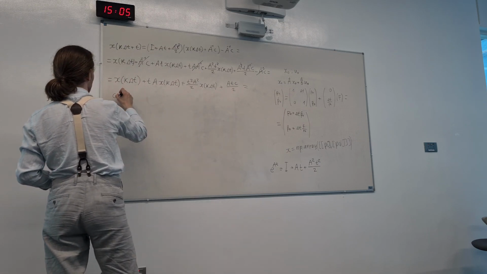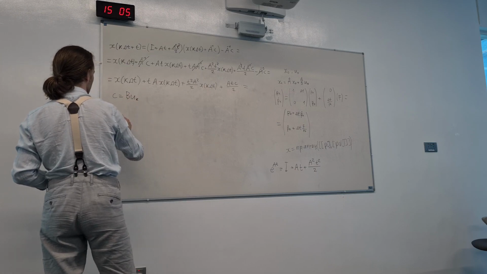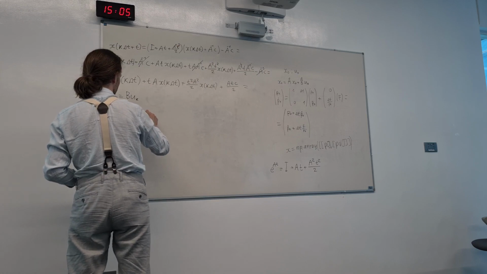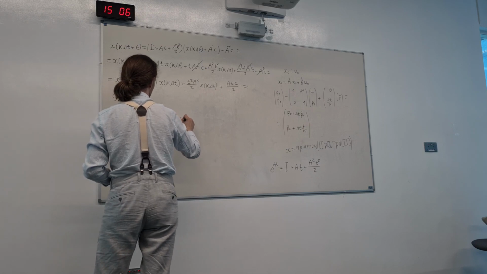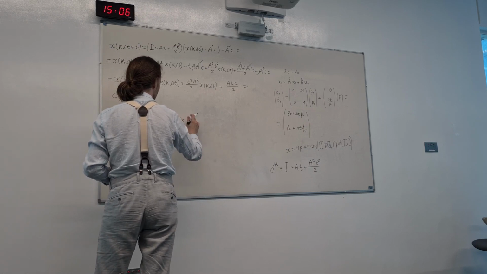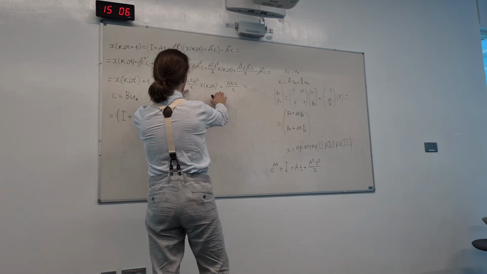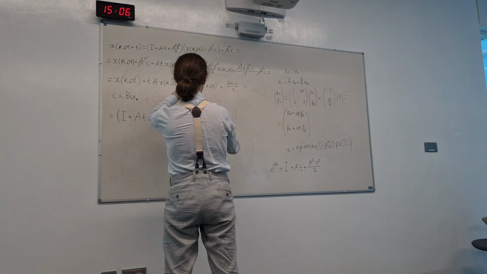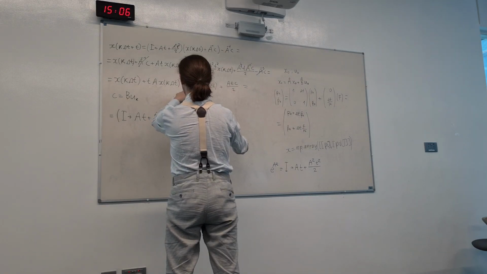C was equal to what exactly? B U k, right? Okay, so it's identity plus A t plus A square t square over 2 times x k plus k delta t, and here is the last part, which is A C B U k over 2.